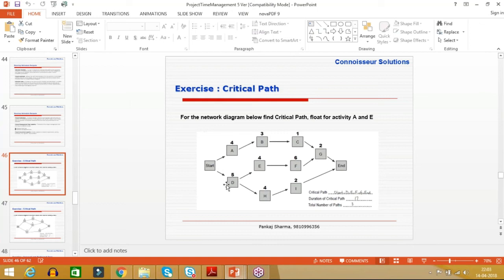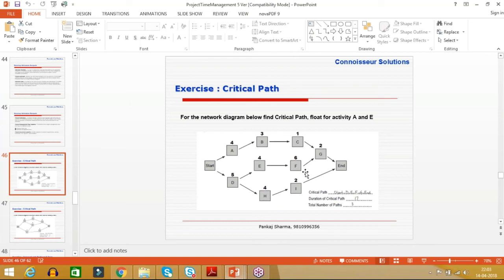Now, there are numbers to it. What does it indicate? Numbers, as I said before, are durations. For example, A will take 4 days or 4 hours, whatever you think. A can be 4 hours. B is 3 days or 3 hours, whatever you take. C is 1 hour or 1 day. G is 2. So numbers are the duration.